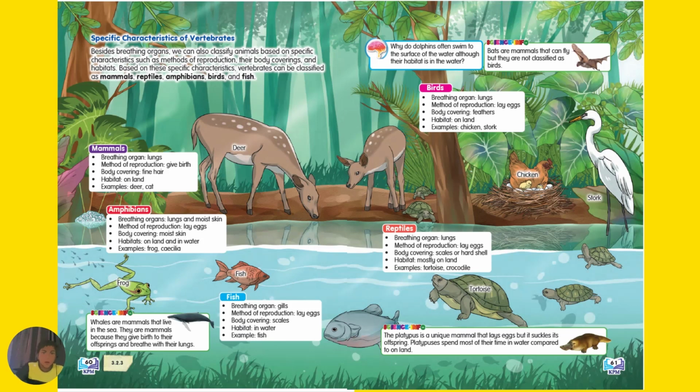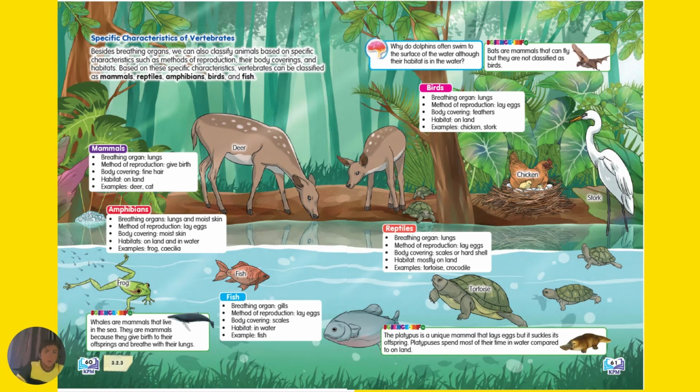Okay, fish. Fish, you orang tahulah fish tu, dia punya breathing skill apa? Breathing organ tu apa? Gills. Very good. And what the method of reproduction? Of course, all the fishes lay eggs. Good. And the body is covered by scales. Dia mempunyai sisik kan. Then habitat is of course in water. Okay. Example is fish lah.